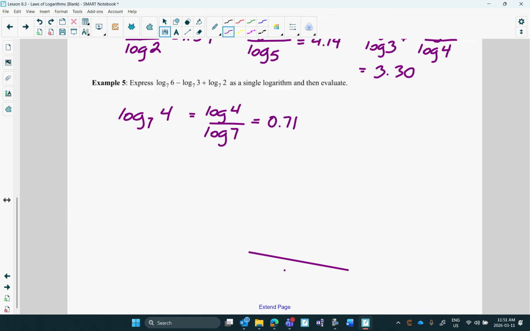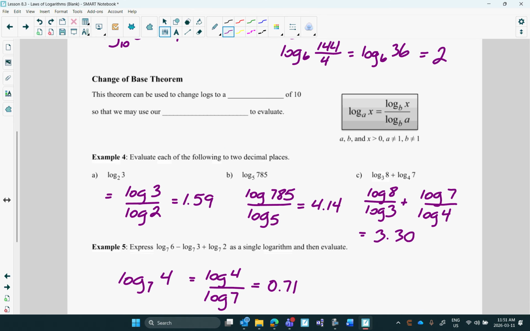Those are all the proofs. We're not doing that. Those are all the proofs.